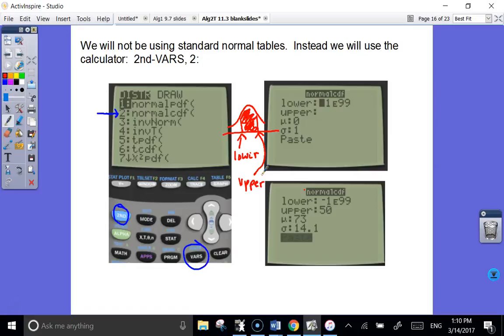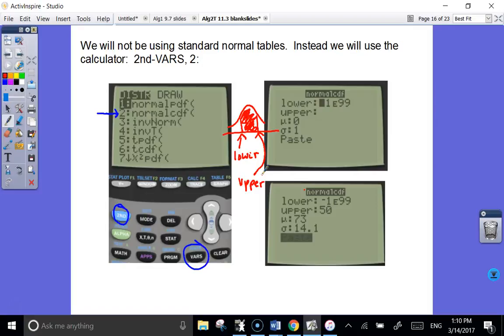It goes on forever. So what you do is just put in a really, really small number, something that's way less than any appreciable area underneath the curve. Usually your calculator is going to automatically have put -1 E99, which is -1 times 10 to the 99th, which is very much to the left. We don't have to worry about it. And then you know what that symbol mu means. That's the mean. So you're going to put in the mean, and you're going to put in the standard deviation.